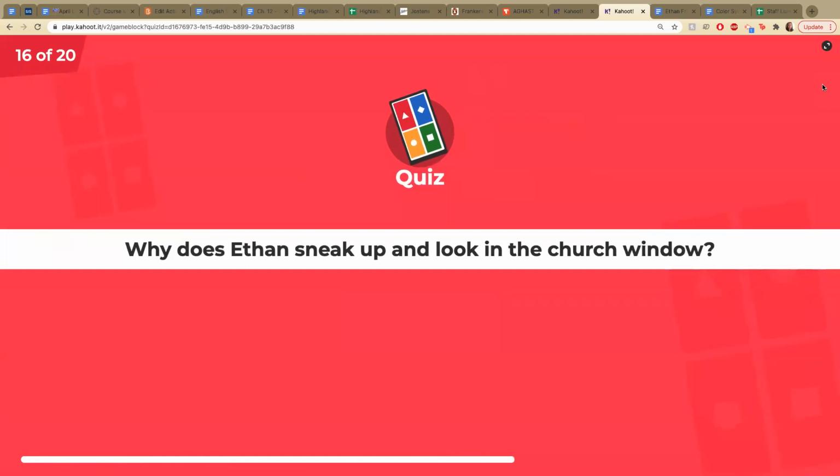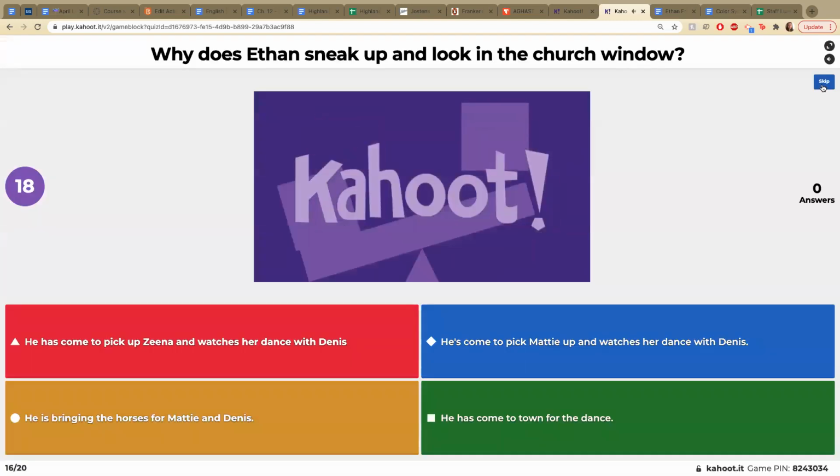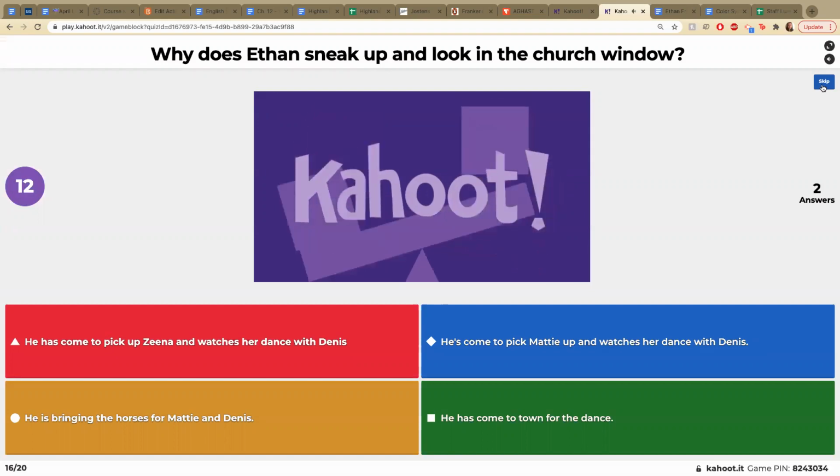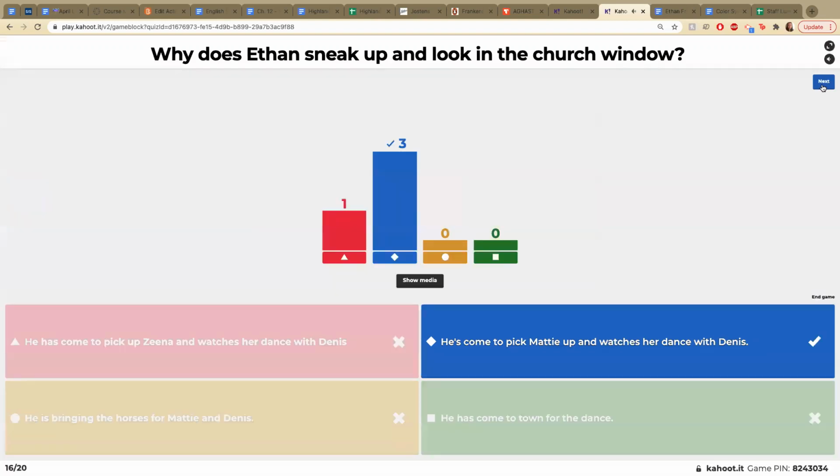Why does Ethan sneak up and look in the church window? He's come to pick up Zena and watches her dance with Dennis. He's come to pick up Maddie and watches her dance with Dennis. He's breeding the horses for them, or he has come to town for the dance. Yeah.